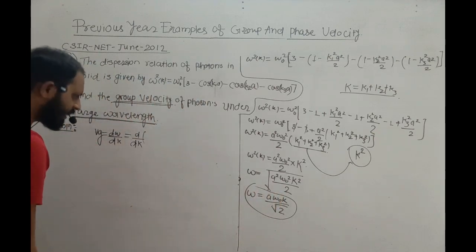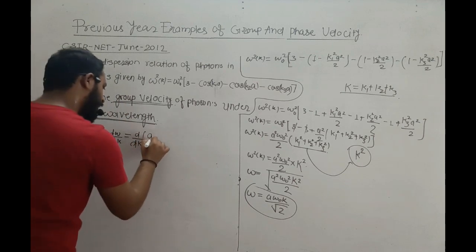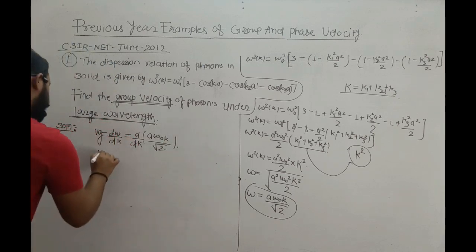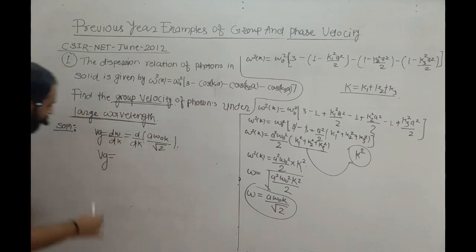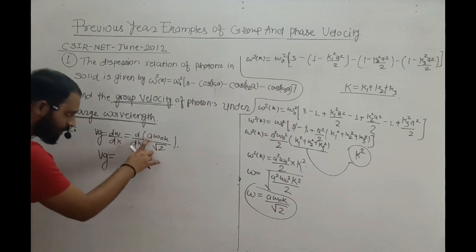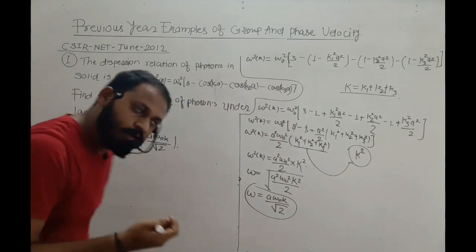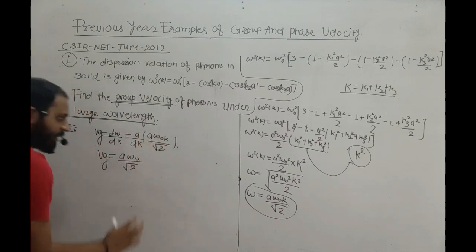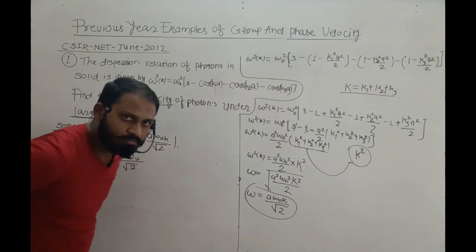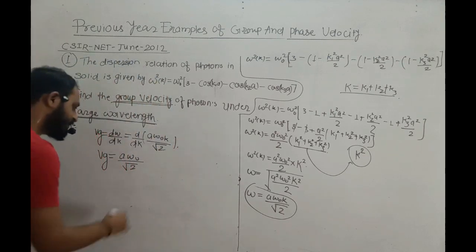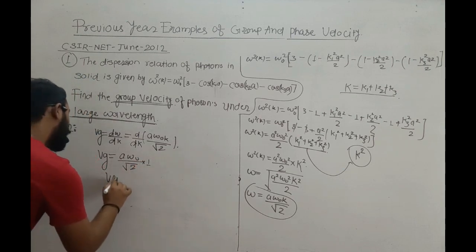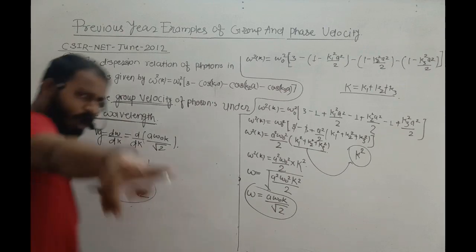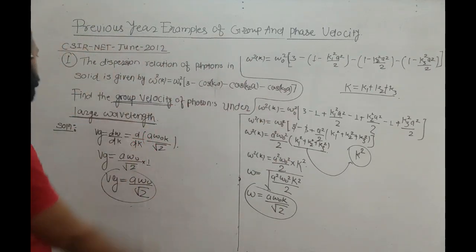Now see, place this omega here, that is a omega naught k by root 2. Now see, Vg equals, you have to differentiate with respect to k, but here a omega naught by root 2 is what? Constant. Now derivative of k with respect to k is 1, good, into 1. Therefore Vg equals a omega naught by root 2. Is it okay? This is your answer.